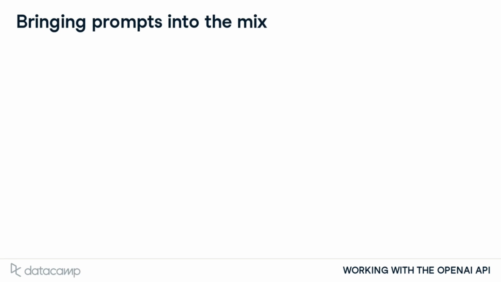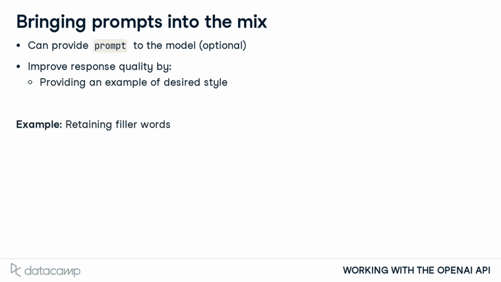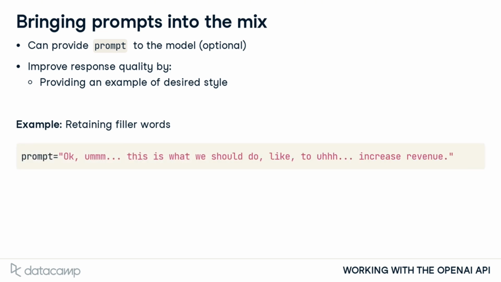When we send our audio to the Whisper model, we can also provide an optional prompt. This prompt can be used to improve the quality of the response by providing an example of how we want the transcript to be styled. For example, if we want the transcript to retain filler words from the audio, like ums and ers, we can provide the following prompt along with the audio.